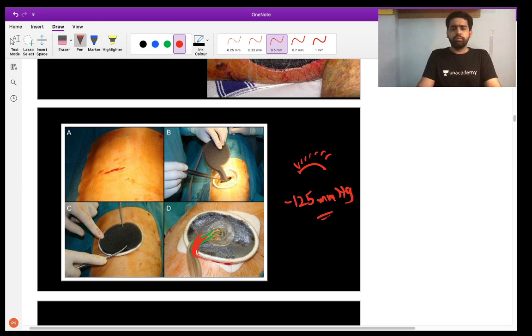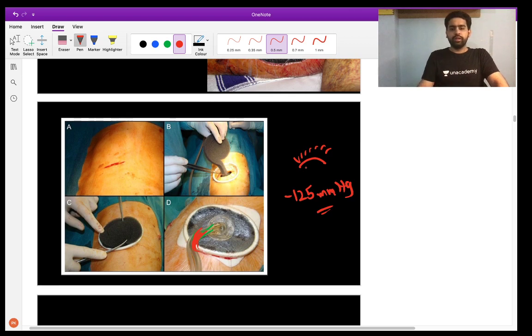Another thing is, it promotes granulation tissue. There are various ways by which the wound is helped by the vacuum assisted dressing. One of the major things is that it sucks out whatever purulent discharge is happening. Now another thing is, where you will not go for this vacuum assisted closure.